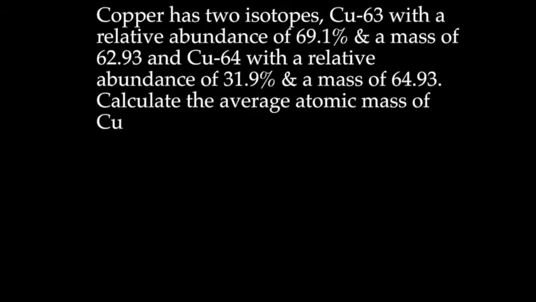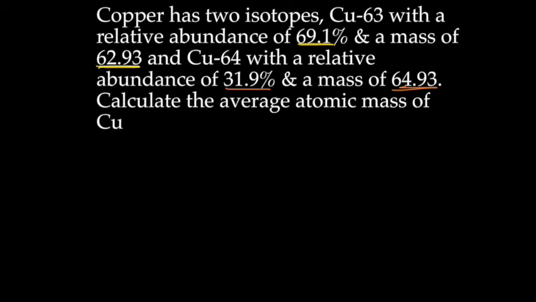So now we have copper that has 2 isotopes. We've got copper 63 with a relative abundance of 69.1%, but now they know the exact mass of this copper 63, which is actually 62.93. So we're going to use that number instead of the 63. All right, and we have copper 64 with a relative abundance of 31.9% and a mass of 64.93. So since we know the exact mass, we're not going to use this 64, we're going to use the 64.93. All right, so now, why don't you hit pause? Try to do this without me and see how you do.